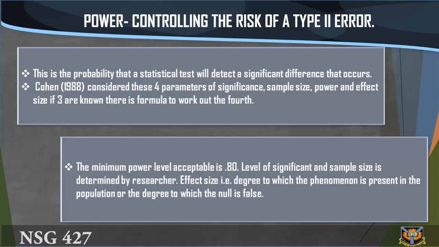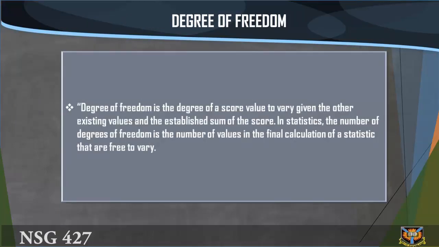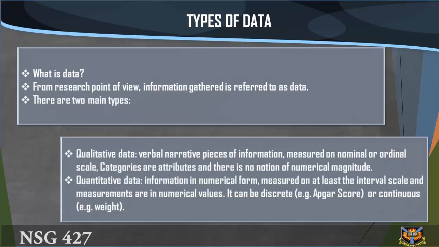4. Degree of freedom is the degree of a score value to vary given the other existing values and establish the sum of the score. In statistics, the number of degrees of freedom is the number of values in the final calculation of statistics that are free to vary.